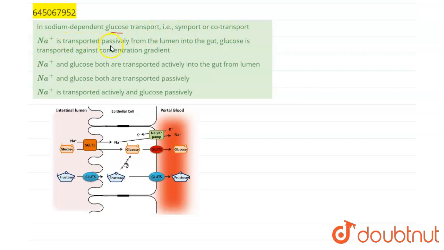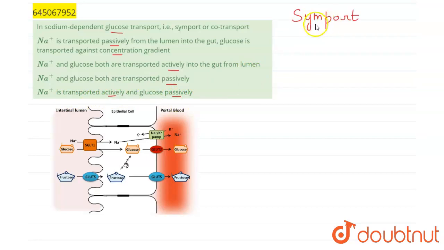Hello students, the question given is: in sodium dependent glucose transport, that is symport or co-transport, Na+ is transported passively and glucose is transported against the concentration gradient; Na and glucose both transported actively; both transported passively; and Na+ transported actively and glucose passively.